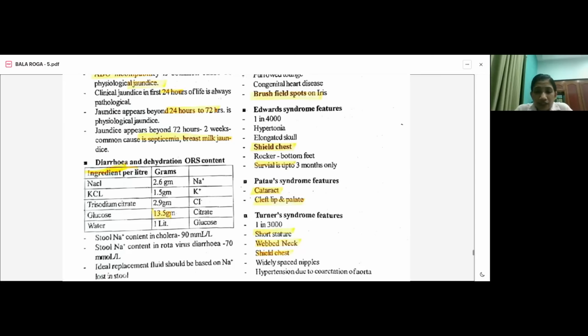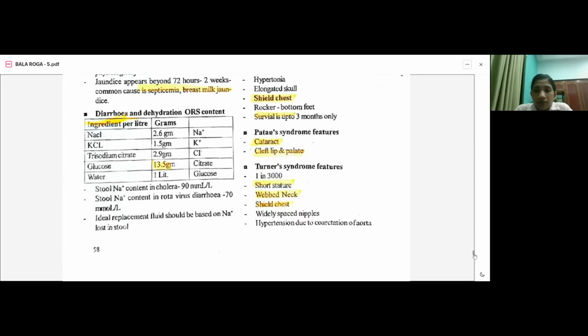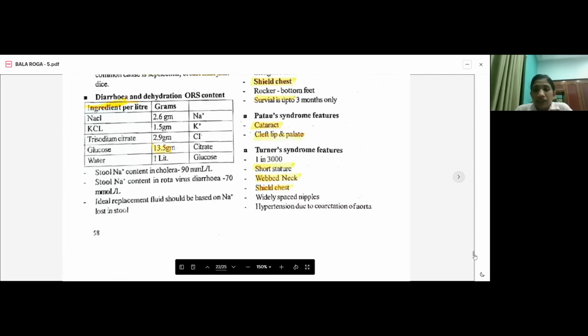And in case of Turner syndrome, the baby has a web neck and a shield chest is also present. So in Edwards syndrome and in Turner syndrome, the shield chest is present. And in Turner syndrome, they mainly have short stature, with widely spaced nipples.